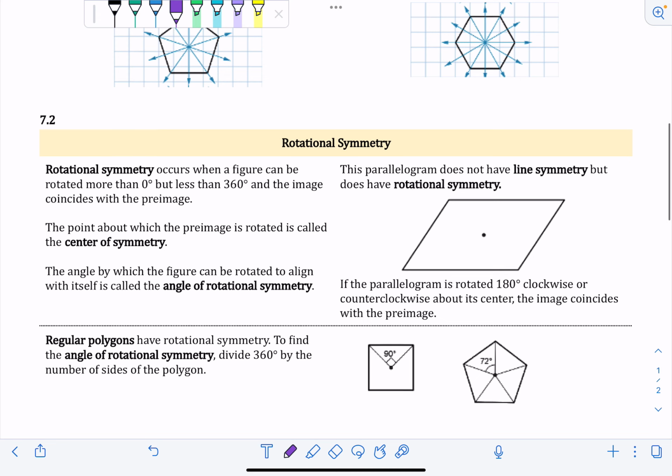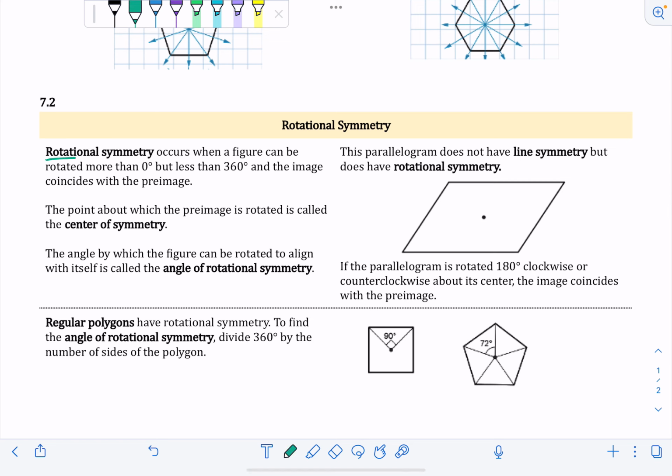7.2 is rotational symmetry. Rotational symmetry occurs when a figure can be rotated more than 0 degrees but less than 360 and the image coincides with the pre-image. The more than 0 and less than 360 just means it is rotated, but it's not a full rotation where it lands back on itself automatically, because that would happen for any figure. So it's some rotation between 0 and 360 where it lands back on itself. The image and the pre-image coincide. The point about which the pre-image is rotated is called the center of symmetry.